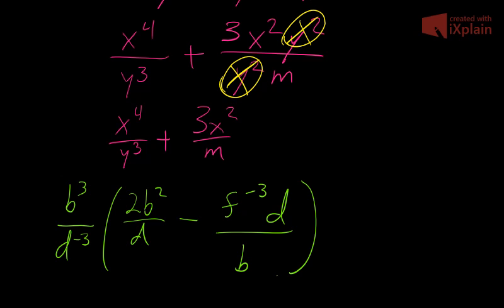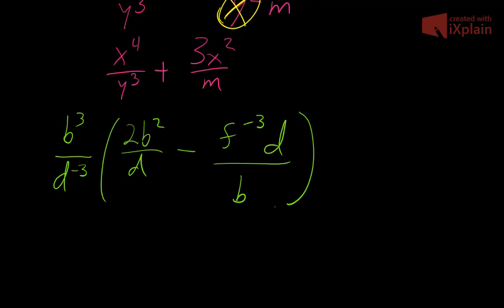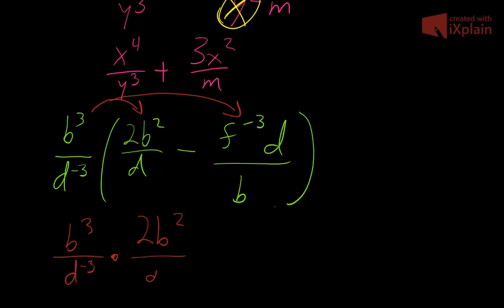Looking at this, if I want to simplify it, I'm going to distribute. When I distribute, remember, it's going to go to both the first and the second term. Let's start just with that first term. I have my term out front, which is b cubed over d to the negative 3, times my first term, which is 2b squared over d. I keep my subtraction, and then I have my f to the negative third d over b multiplied by my first term, which is b cubed over d to the negative 3.